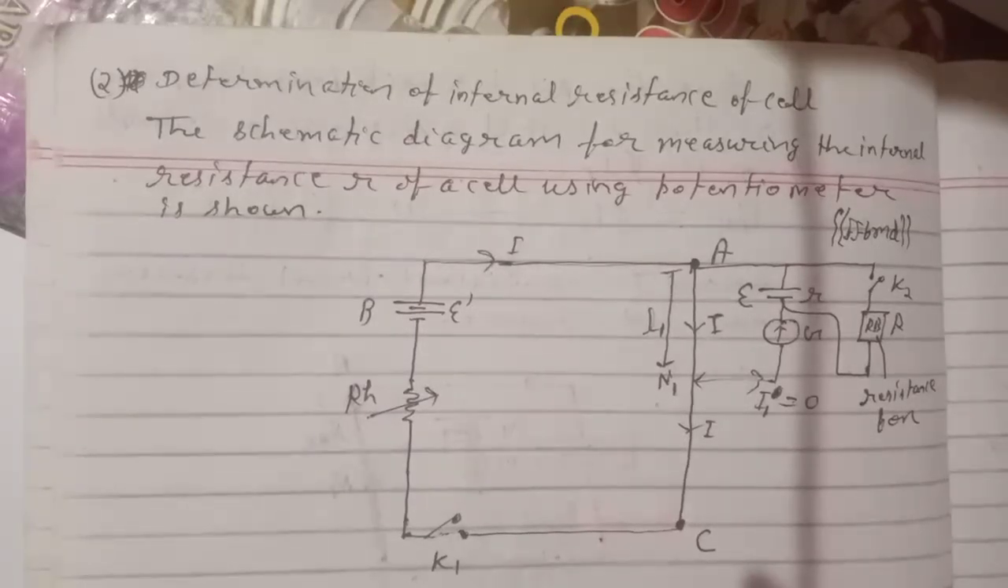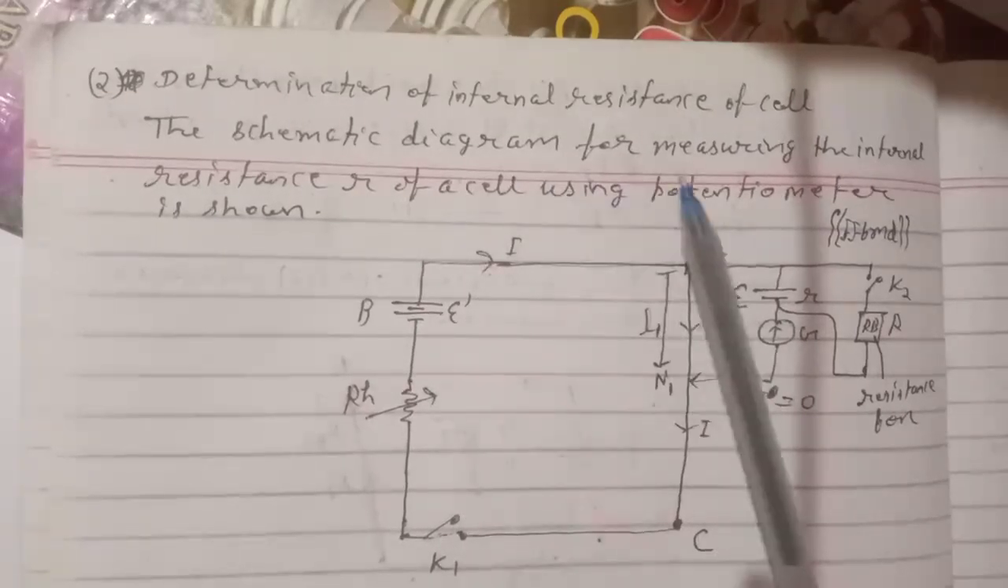In the previous class, I discussed the use of the potentiometer, its construction and its working. And in the previous class, we have seen how the potentiometer is used to compare the EMF of two cells. Now, in this class, we will learn about the determination of the internal resistance of a cell by using a potentiometer.